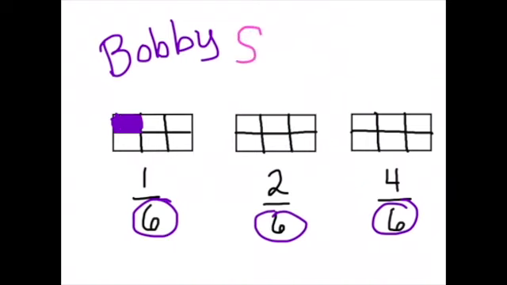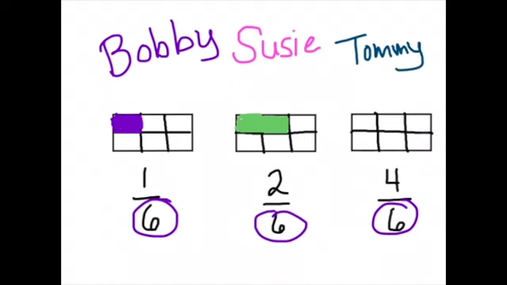Well, my friend Susie is going to get 2 out of the 6 pieces. So she is going to get not only that one that Bobby had, but another one. So that's her piece. Well, my friend Tommy, he is going to get 4 out of 6 of those pieces. So I'm going to color in all 3 of these that are on top, and then one more after that. So once that's all colored in, so he gets his full 3 pieces, he's going to get another one on top of that.